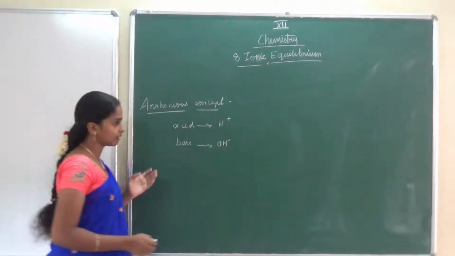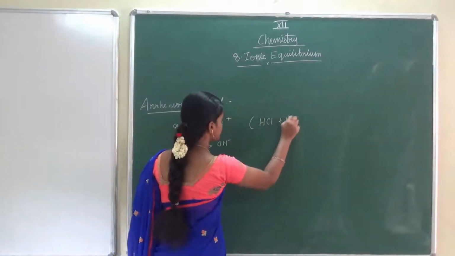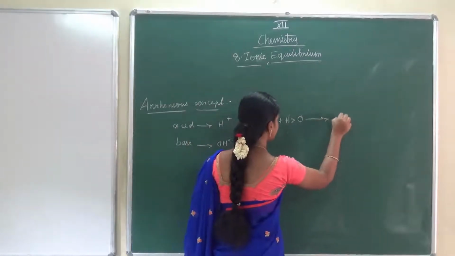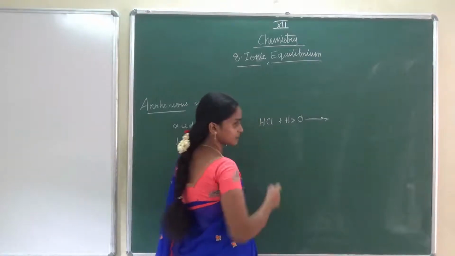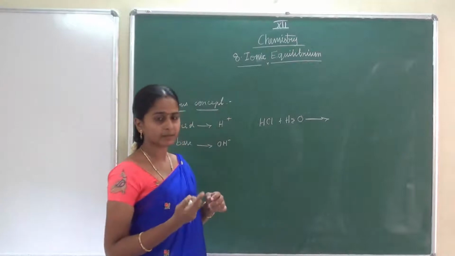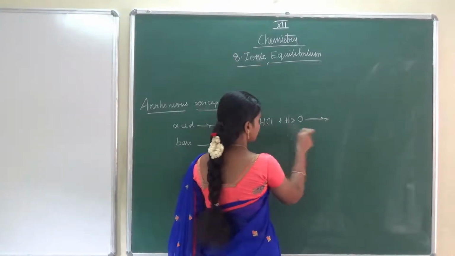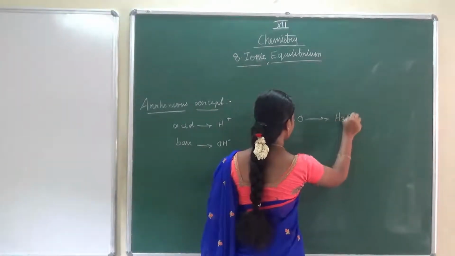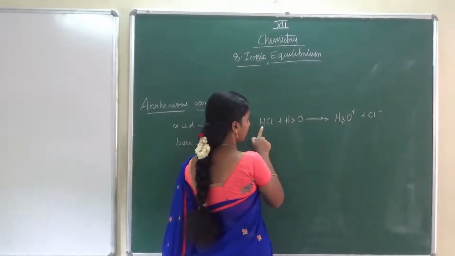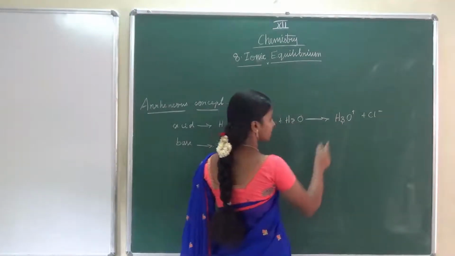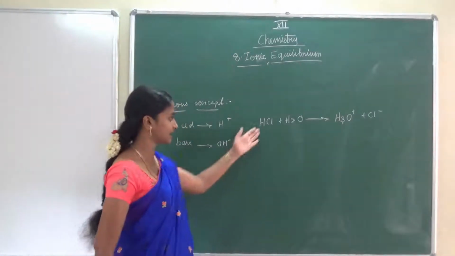When we take hydrochloric acid and dissolve it in water, HCl plus H2O, HCl will be split into H plus and Cl minus. Mostly we won't write H plus separately, we will write it as hydronium ion. The H plus and water combine together, so we write H3O plus and Cl minus. So HCl releases H plus ion, so it is an acid.